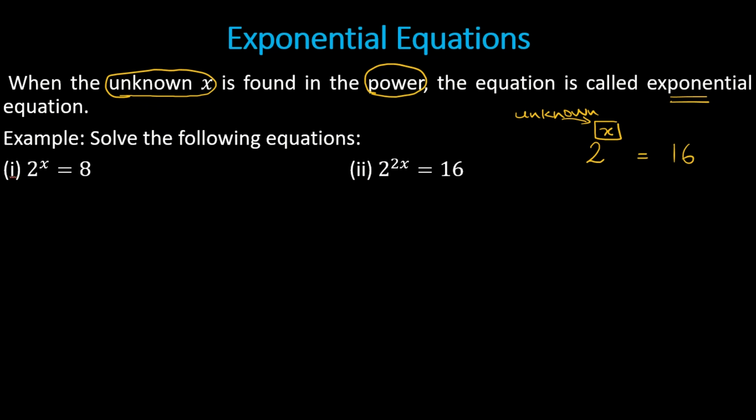Another example of an exponential equation might be 3 to the power of 2x plus 1 equal to 243. Still, the unknown x is found in the power. You see these type of equations, we call them exponential equations, right? And how do we solve exponential equations? Let us see.